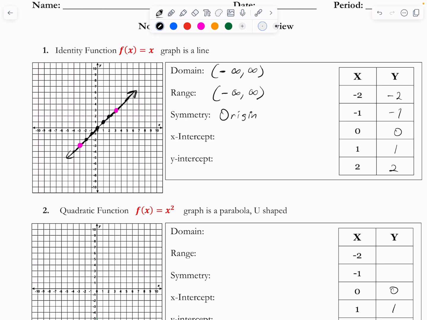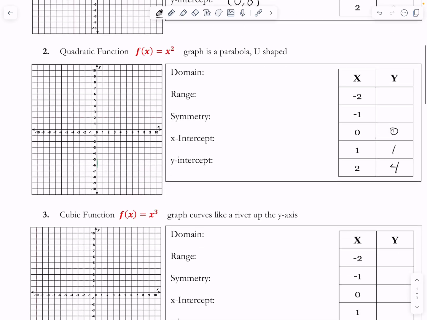When you have origin symmetry, a function is called an odd function. What might help is to think that this is raised to the first power, and the number 1 is odd. So that's why this is an odd function. The x-intercept and the y-intercept are both the origin. That's the linear function. Let's move to my favorite function, the quadratic function.